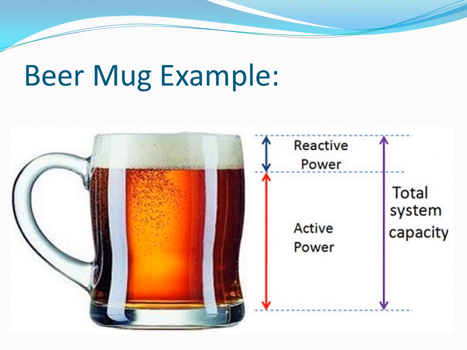It's time for a more practical explanation. Let's look at the beer mug example. As mentioned at the beginning of the video, power factor is the ratio of real power to apparent power. The beer in the glass represents the real power, the watts, and the foam represents the reactive power, or the VARs. The apparent power is then everything in the glass, which is the total system capacity. From this analogy, we get the idea that the foam indicates a low power factor. So the more foam, the lower your power factor.